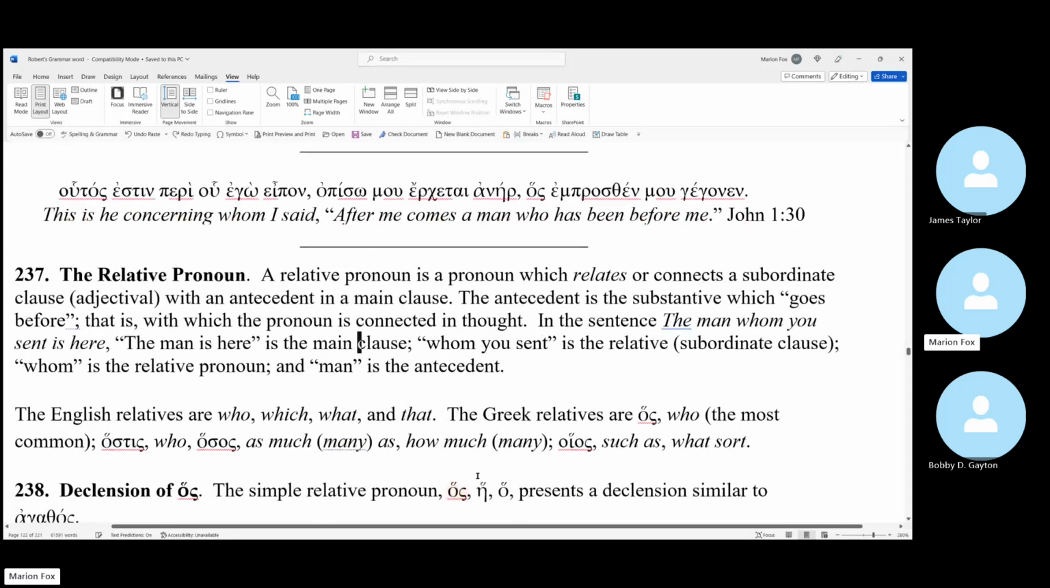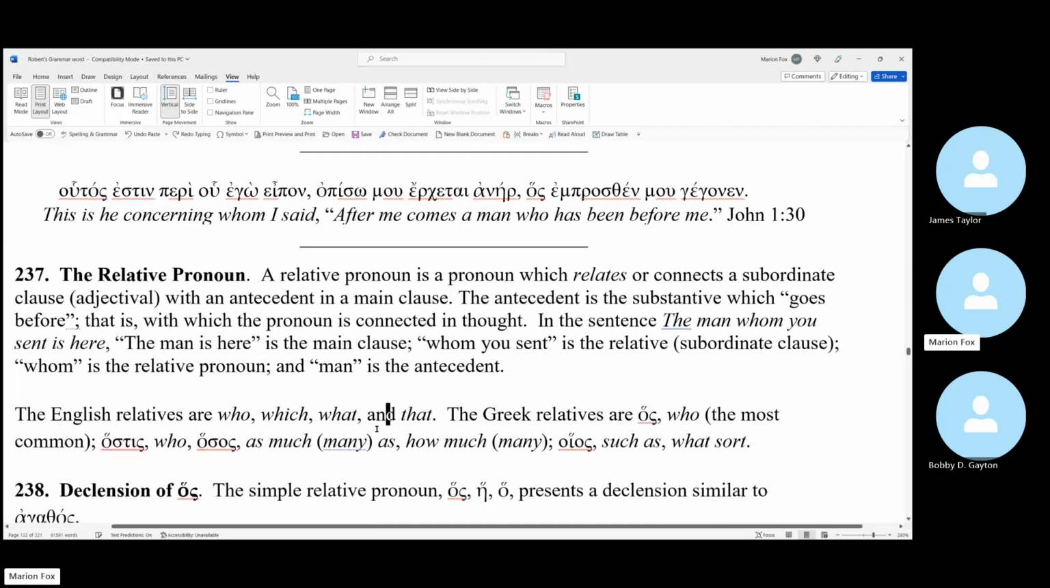Again, we have another one down here, such as what sort. So there's a spinoff, and this has been combined with some other forms to make new pronouns. So these are your relative pronouns right here. He shows three of them, three relative pronouns. Okay.